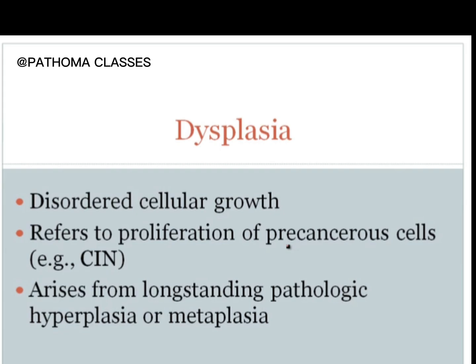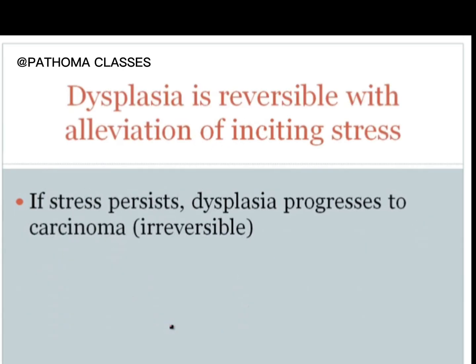Dysplasia usually arises from long-standing pathologic hyperplasia. What would be an example of long-standing pathologic hyperplasia? Endometrial hyperplasia, which can eventually undergo dysplasia and then become endometrial carcinoma. Dysplasia can also arise from metaplasia. What would be an example of metaplasia? Barrett's esophagus. Barrett's esophagus can become dysplastic, and the dysplasia can eventually become adenocarcinoma of the esophagus.